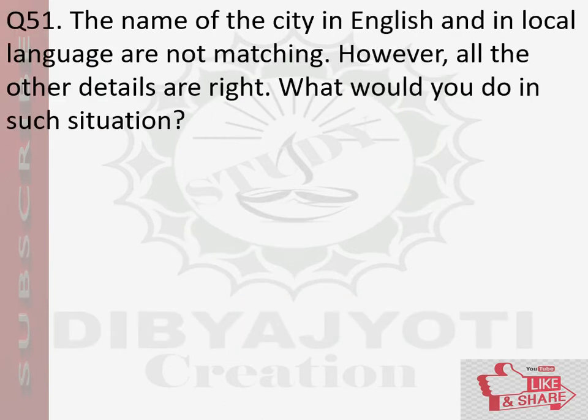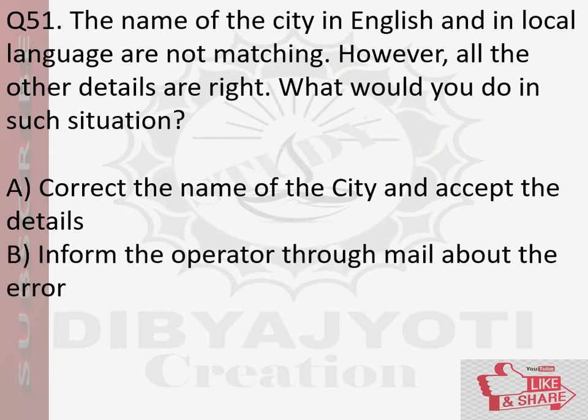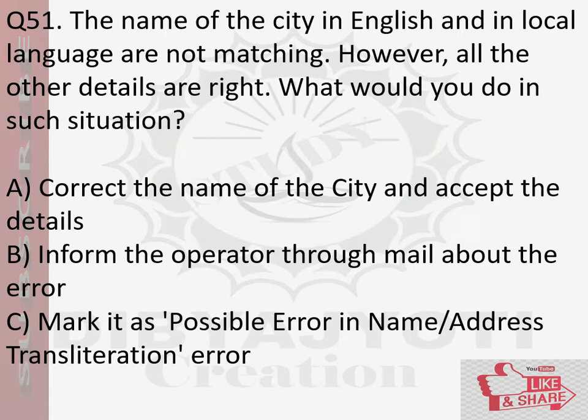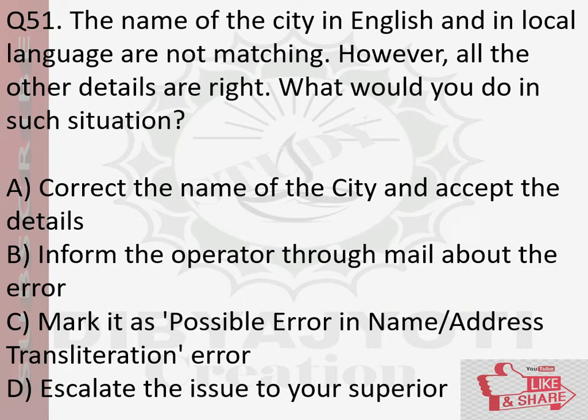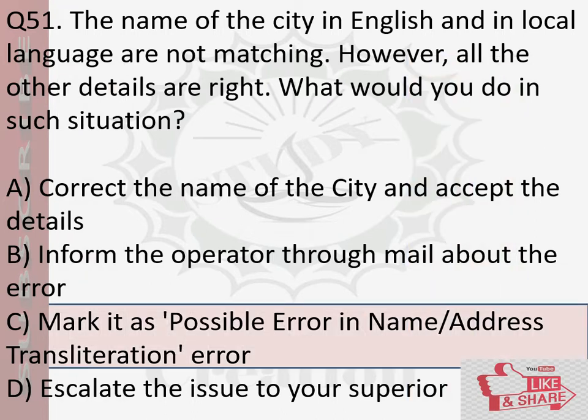Then next, the name of the city in English and in the local language are not matching. However, all the other details are right. What would you do in such a situation? Options are: correct the name of the city and accept the detail; inform the operator through mail about the error; option C, mark it as possible error in name or address translation error; option D, escalate the issue to your superior. And the answer is option C, mark it as possible error in name and address translation error.